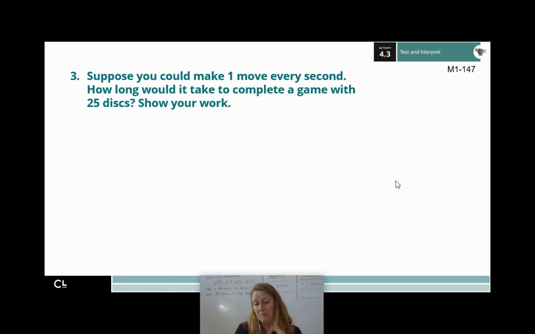So suppose you could make 1 move every second. If you were fast, you were like, choo, choo, choo, choo, choo. How long would it take you to complete a game with 25 discs? You do need to show your work, but I would recommend using that explicit formula we were just talking about. I think that'll be helpful. Go ahead and hit pause, see if you can figure this out, and then hit play when you're ready to check your work.